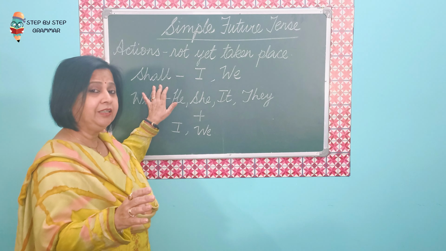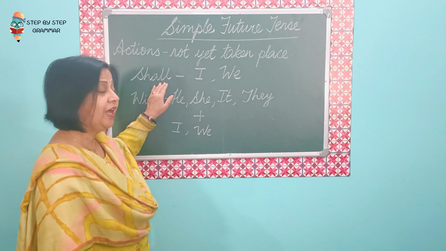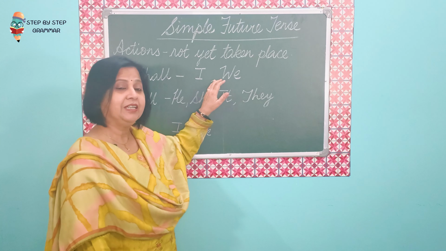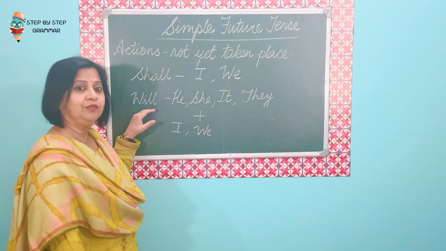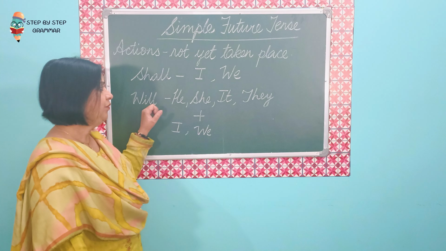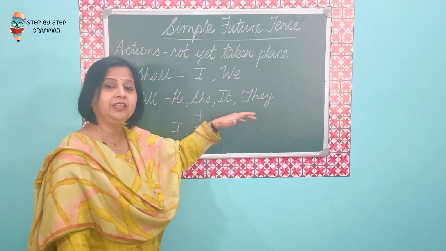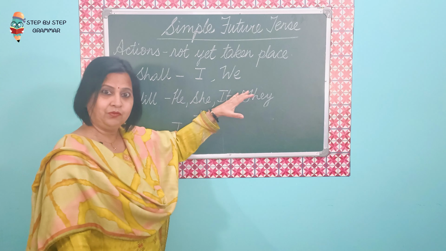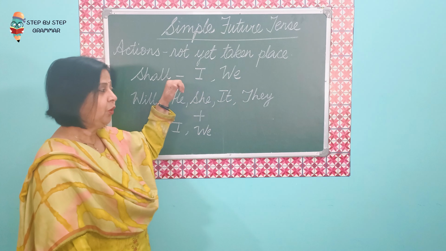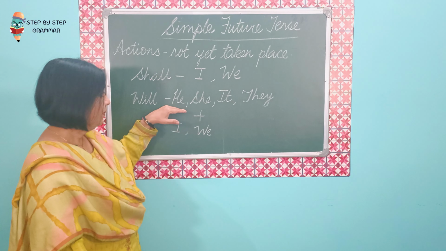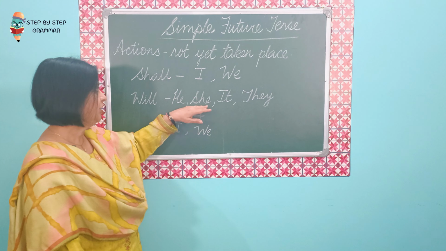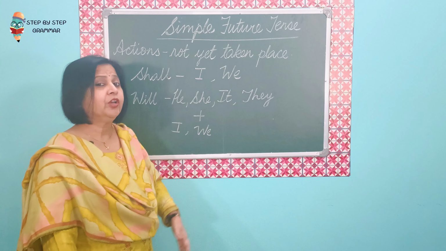Now, the only thing is we use the word shall with these two pronouns, that is I and we. And for the rest of them we use will. He will, she will, it will, they will. And I and we can use both shall and will also. But he cannot say shall, she cannot say shall, so on and on.